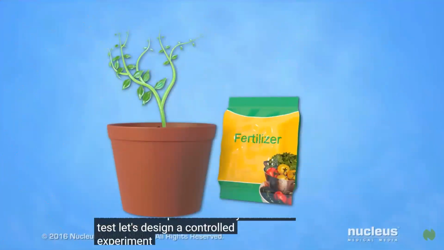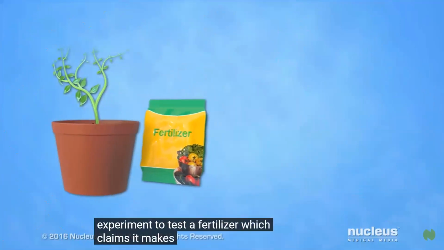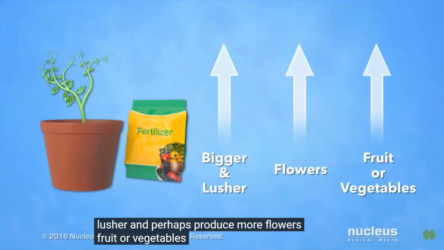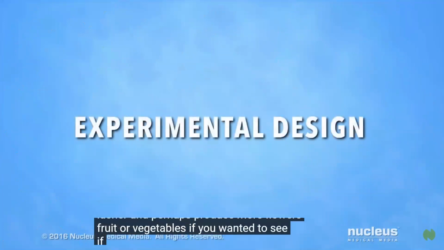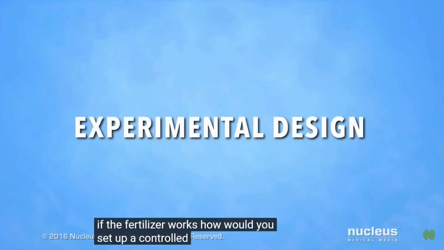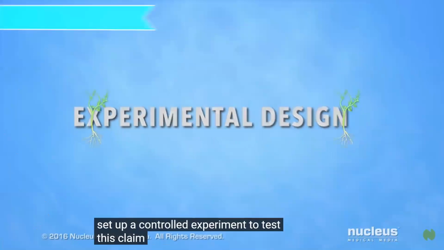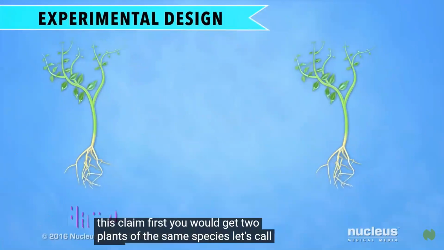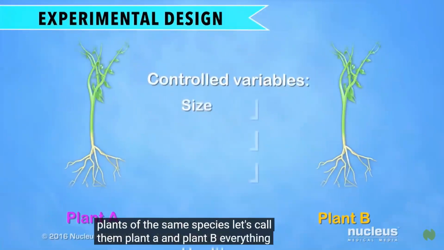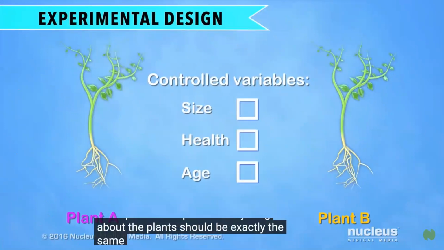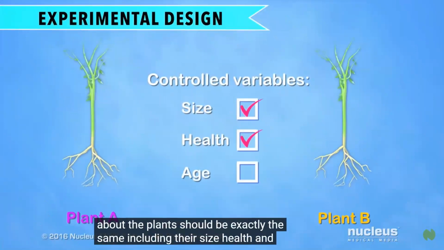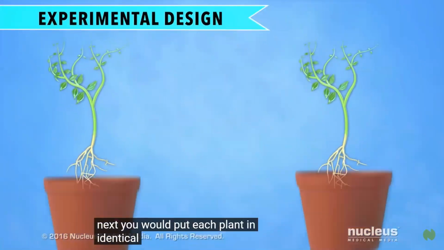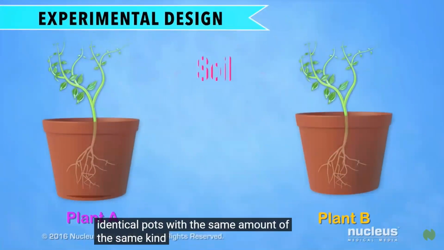Let's design a controlled experiment to test a fertilizer which claims it makes plants grow bigger, lusher, and perhaps produce more flowers, fruit, or vegetables. If you wanted to see if the fertilizer works, how would you set up a controlled experiment to test this claim? First, you would get two plants of the same species. Let's call them plant A and plant B. Everything about the plants should be exactly the same, including their size, health, and age. Next, you would put each plant in identical pots with the same amount of the same kind of dirt or soil.